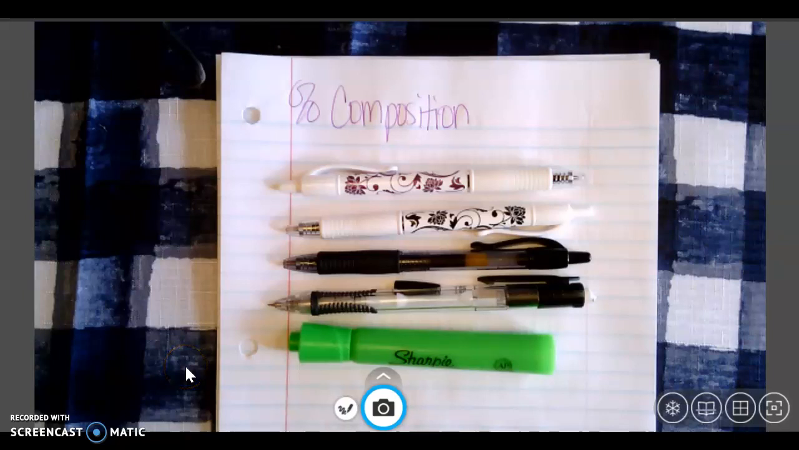Hey guys, I'm going to go over some of the notes that will help you get through the percent composition 1 and percent composition 2 assignments. So what percent composition is, is a way to find out how much of an element is in a compound.